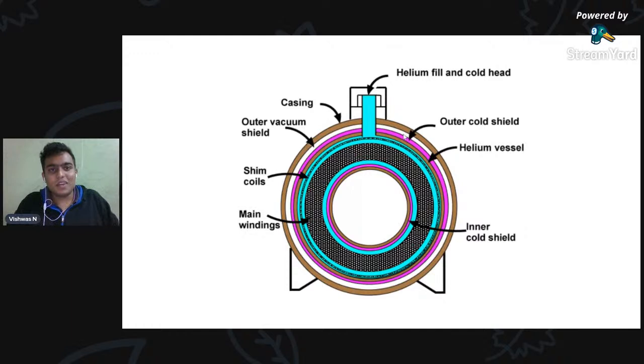When you think of such a system, it's just helium filled with a cold head, and there is an outer shield which is directing all the magnetic field into one region which you are taking into consideration. There are main windings, there are shim coils, there are outer vacuum shields, there are helium vessels, there are outer cold shields. There are a lot. These are just for directing your magnetic field into your body or the region which you want to scan.